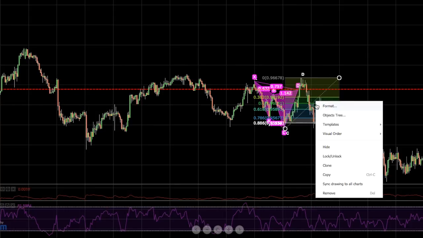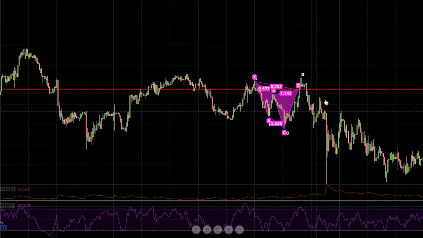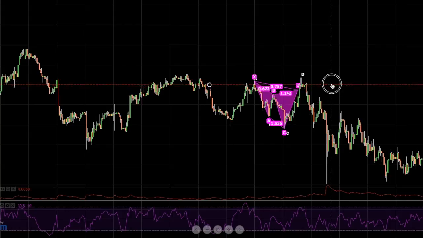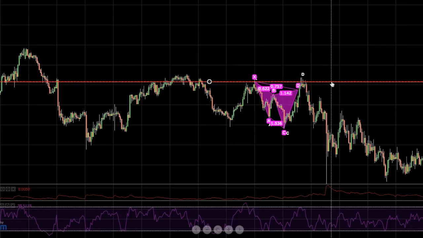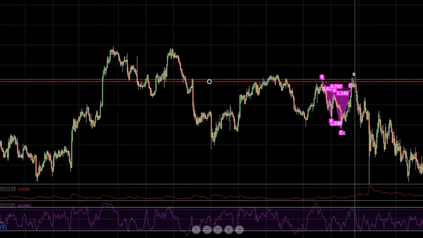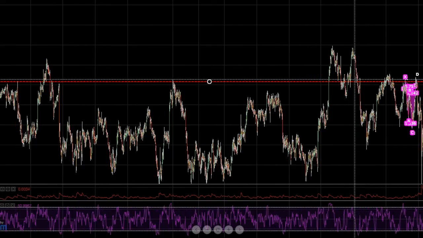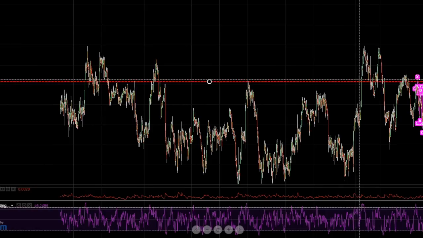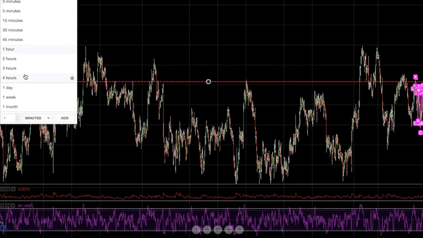Also, I wanted to show you actually why this pattern and basically all patterns work the way they do. So if you are not familiar with structure, support and resistance, this will surprise you, or maybe not surprise you, but this is basically why the market moves as it moves and the patterns work like they work. So I can bump up here. Let's go to a 4-hour time frame.